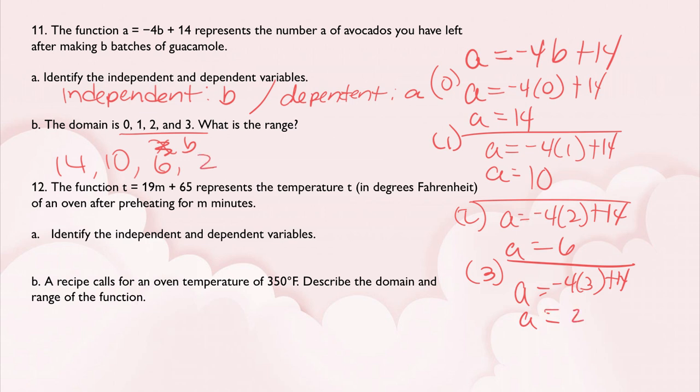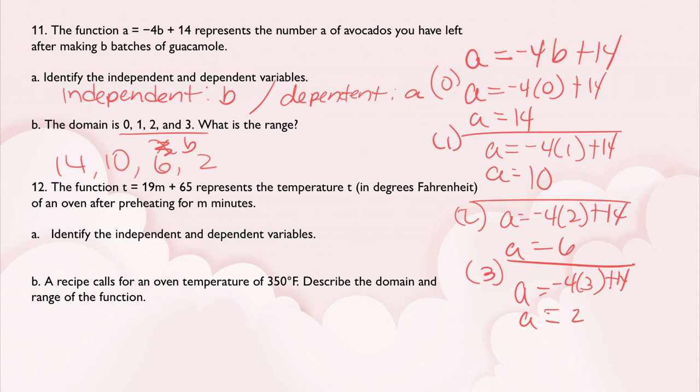Positive 2. So there are my ranges. Did we see how I found my ranges? All I did was substitution. That's why you need to identify which is dependent and which is independent. Normally my independents are my x and my dependents are my y. My domains are my x, my ranges are my y's. So it's kind of like just the same thing over, just with different vocabulary. Let's look at number 12.